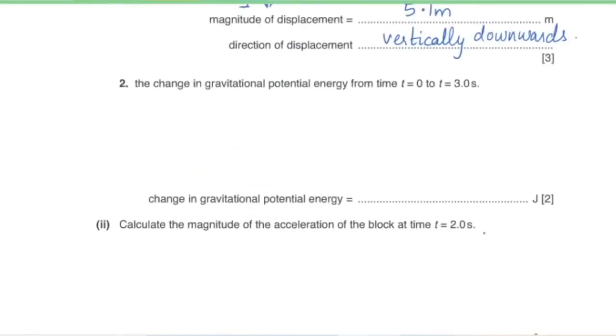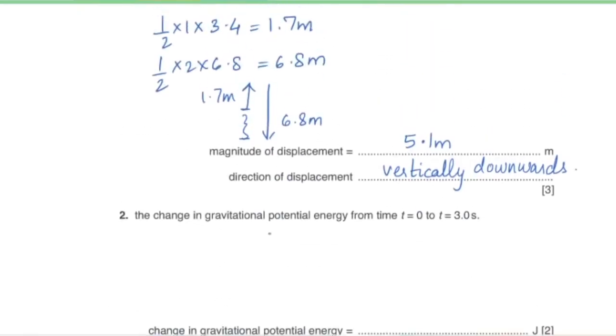The change in gravitational potential energy from t = 0 to t = 3 seconds. So it moves 1.7 meters upwards and then it moves 6.8 meters downwards. The change in height is 6.8 minus 1.7, that's 5.1 meters. So change in gravitational potential energy is going to be mass into 9.81 into this change of height.